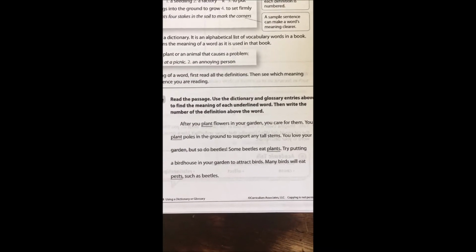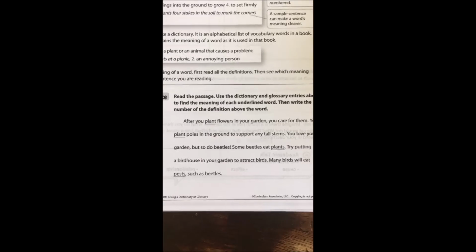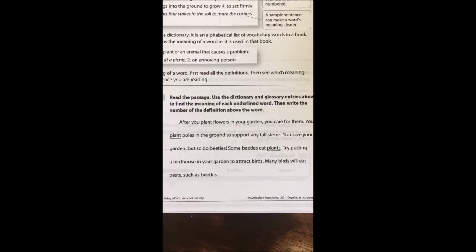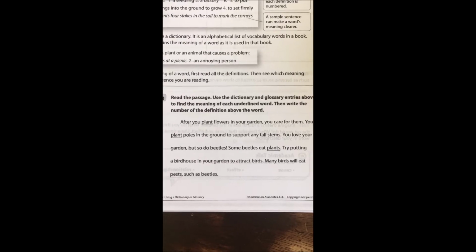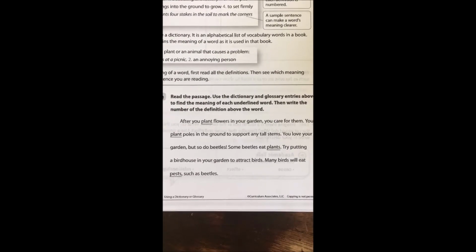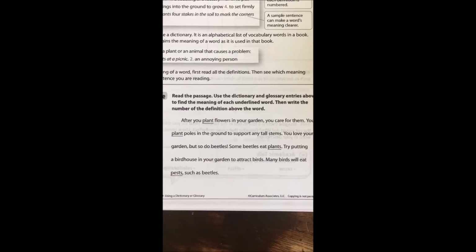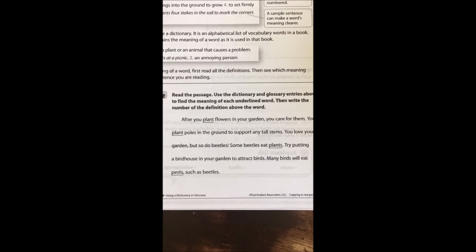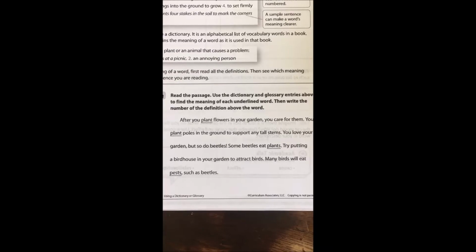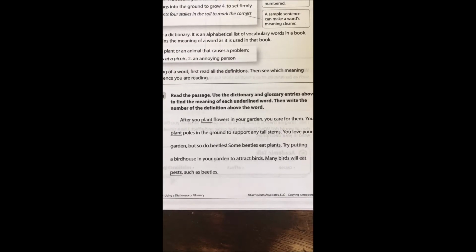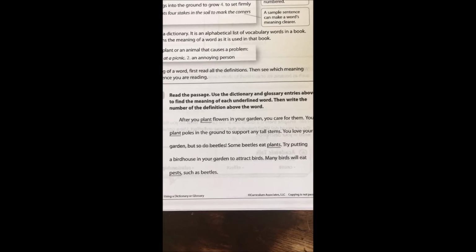So our paragraph says, and feel free to follow along and read with me, because you know good readers read together. So it says, after you plant flowers in your garden, you care for them. You plant poles in the ground to support any tall stems. You love your garden, but so do beetles. Some beetles eat plants. Try putting a birdhouse in your garden to attract birds. Many birds will eat pests, such as beetles.